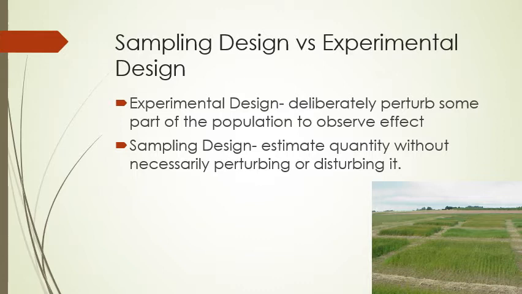Now, sampling can be important in experimental design if you decide that you are going to sample some portion of each one of your treatment plots, for instance, rather than try to collect information across the entire treatment area. And we'll talk about examples of that. So knowing the basics of sampling design is very important to conducting good experiments.